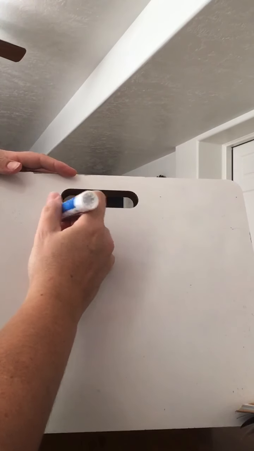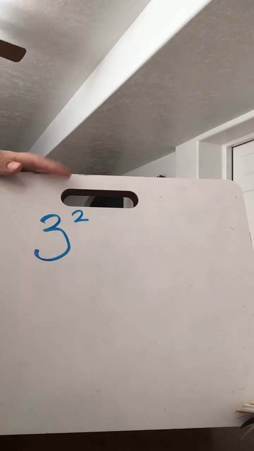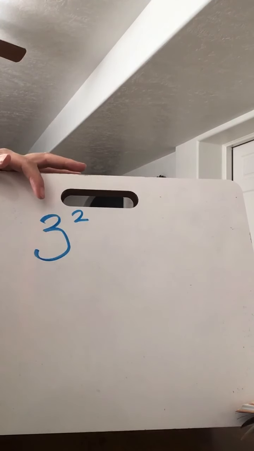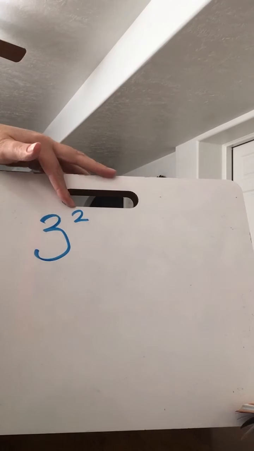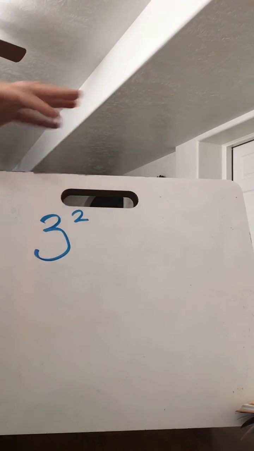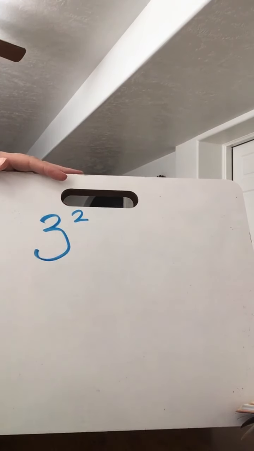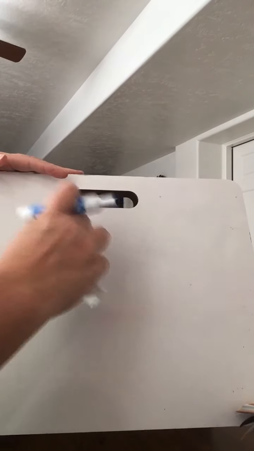Something else to know, when the exponent number is a 2, sometimes we can say squared. So we could either say 3 squared, or we can say 3 to the 2nd power. Okay, so 3 squared or 3 to the 2nd power.